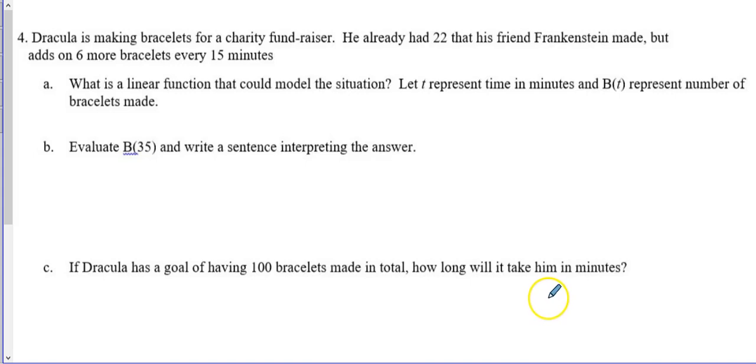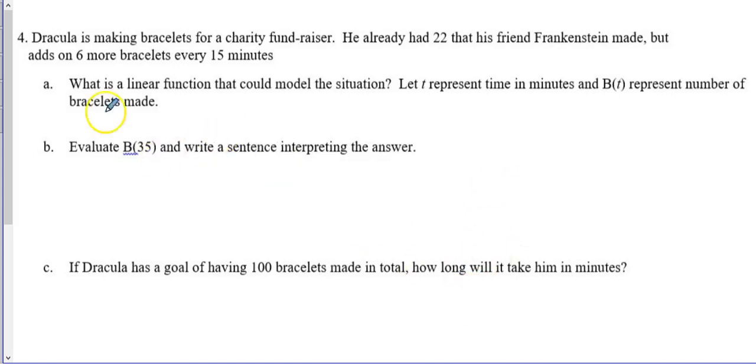Okay, so the next to the last thing we're going to do is this word problem. And then we're going to go back to number 3 and we're going to talk about standard form as opposed to slope-intercept form. So let's look at this word problem first, and then we're going to go back to page 1 for a second. And then we'll be done with this video.